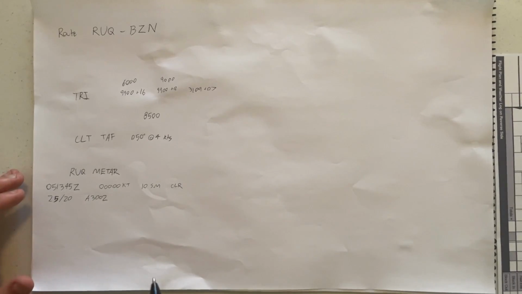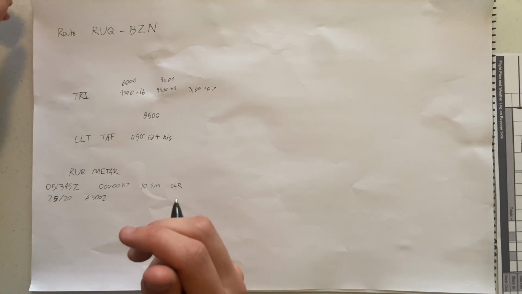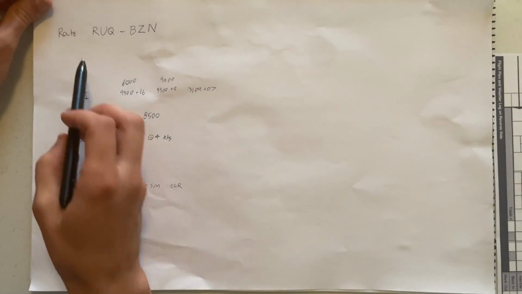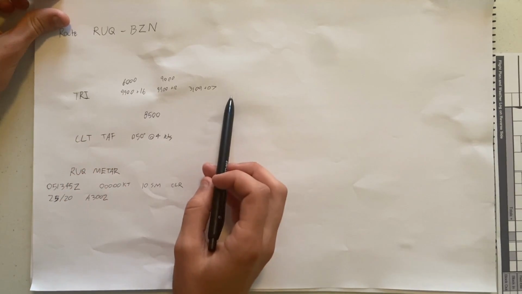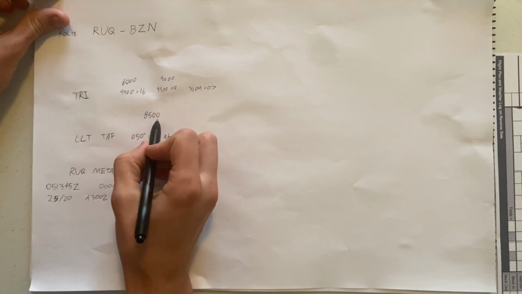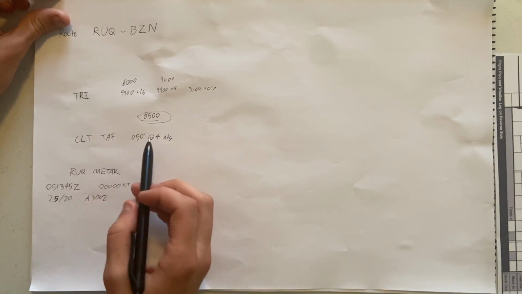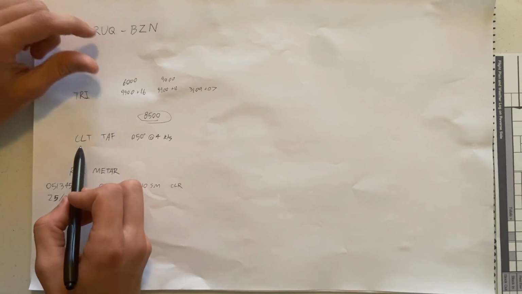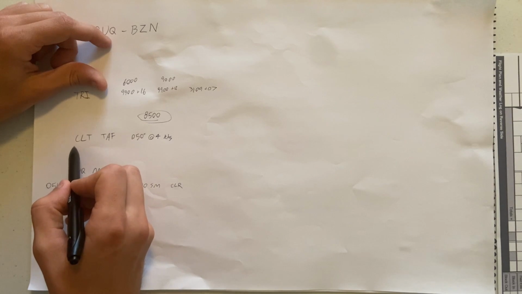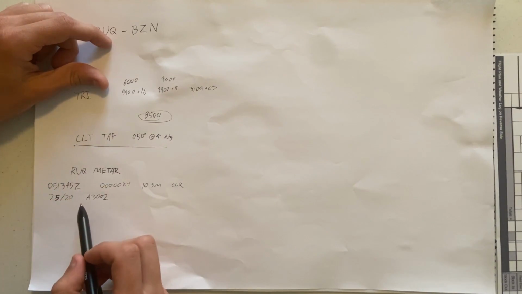So here are the notes that I took while I was doing that weather portion. We have our route, we have our winds aloft for the Tri-Cities Airport, we have our selected altitude, what we decided just based on the winds and temperatures. We have our terminal aerodrome forecast, so that's going to be our expected winds at takeoff, still pretty calm.